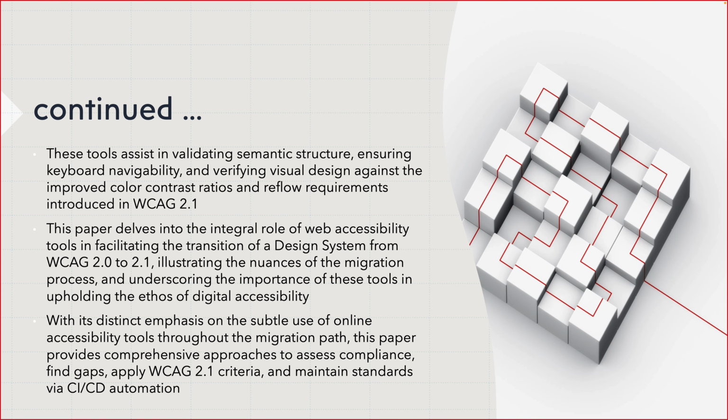These web accessibility tools will assist in validating the semantic structure, ensuring keyboard navigability, verifying visual designs against the color contrast ratios and reflow requirements. The paper will also highlight the nuances of the migration process from WCAG 2.0 to 2.1 and underscoring the importance of these tools in upholding the ethos of digital accessibility.